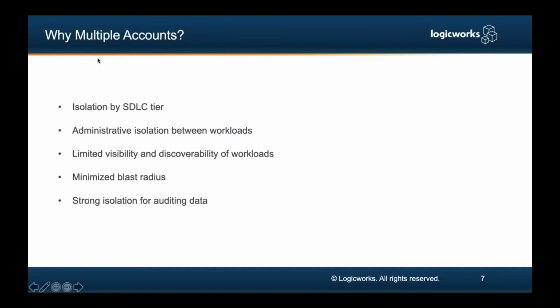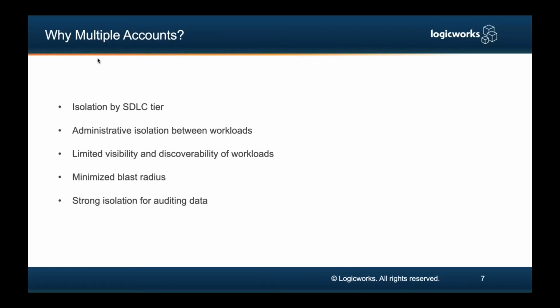Well, let's summarize what we just talked about. We want to have better isolation by SDLC tier. We want to have administrative isolation between workloads. We want to have limited visibility and discoverability of workloads and minimized blast radius. These 3 things I put together pretty much hand in hand every time I talk about this, because you don't want your dev resources to affect your prod resources.